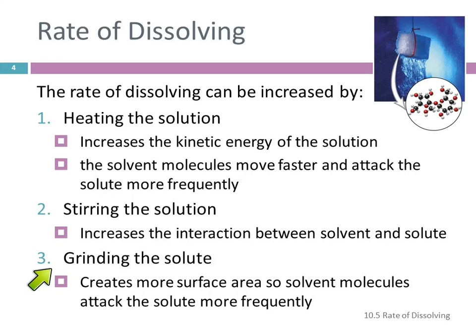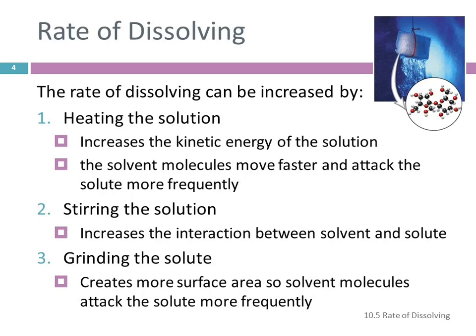Another way we can do this is by grinding the solute, making it finer particles. So if you take really coarse sugar crystals and put them in tea, or if you take powdered sugar and put it in a cup of tea, which one's going to dissolve faster? How about a guess? Powder? The powder. The powdered sugar will dissolve much more quickly.